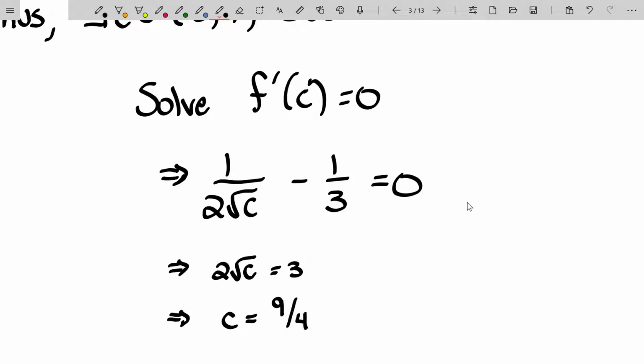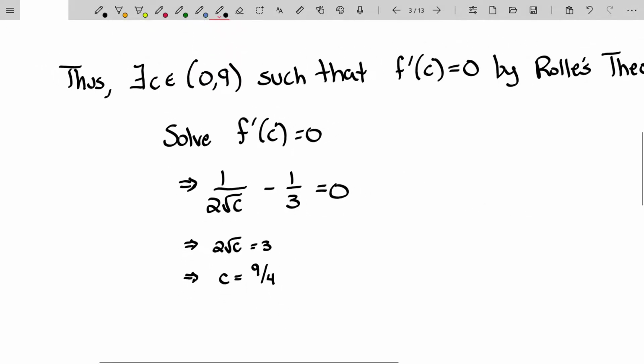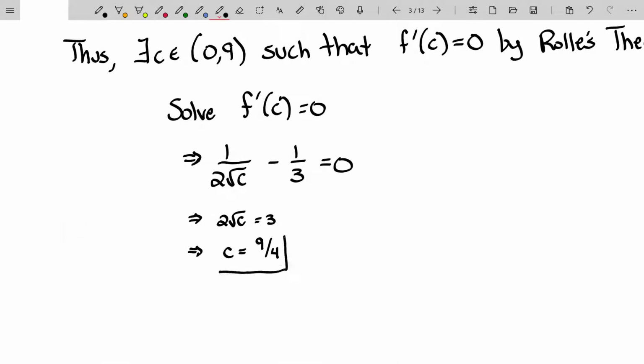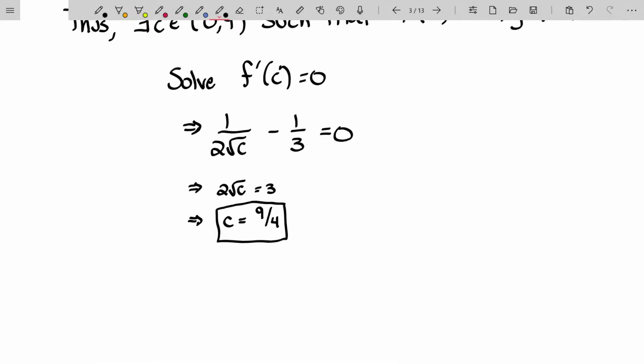And there you go. There's only one value here where the derivative is 0, but that's okay. That's all we need. Sometimes you'll get 2 or 3 places where the derivative is 0. So anyhow, this implies f prime at 9/4 is equal to 0.